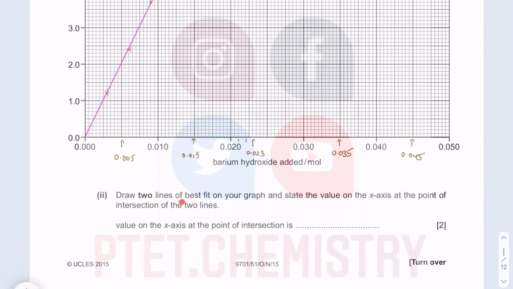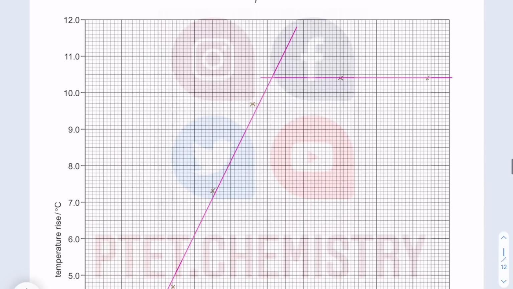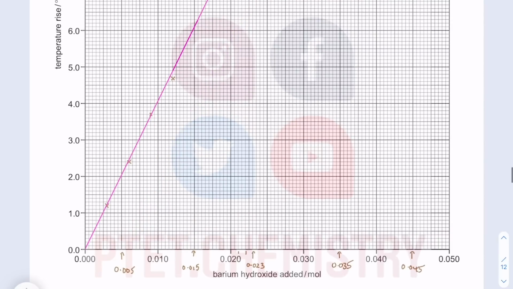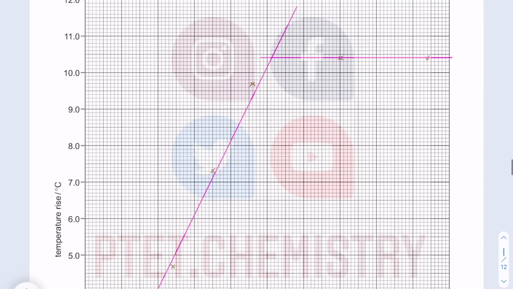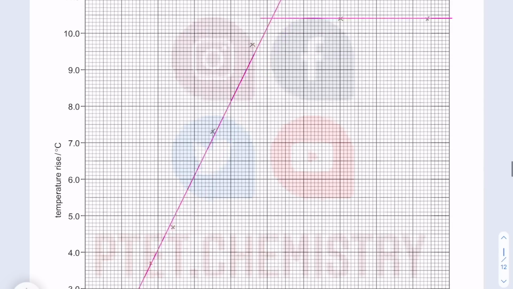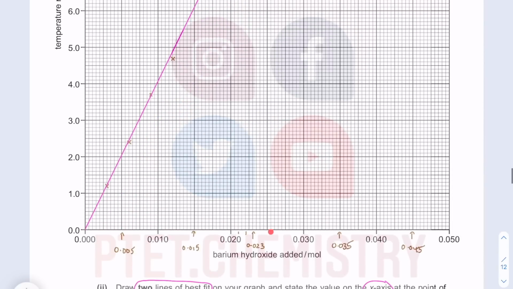So draw two lines of best fit on your graph, rather than trying to draw a curve. State the value on the x-axis, so you need the value on the x-axis at the point of intersection, not the y-axis, but the x-axis. It's roughly the first square of that, so it's here, and then the first square there. So we're looking at that.